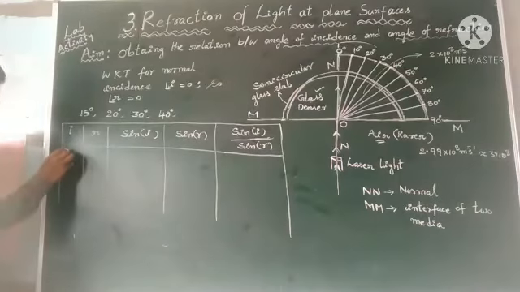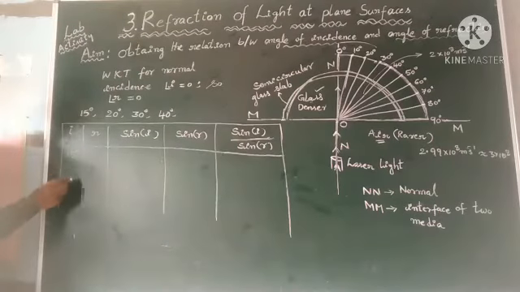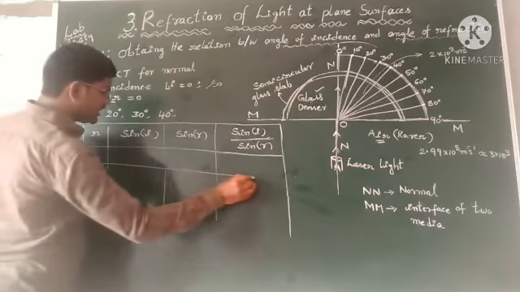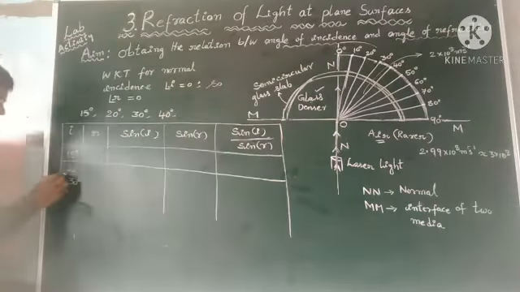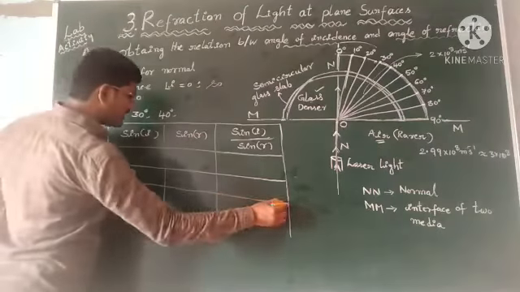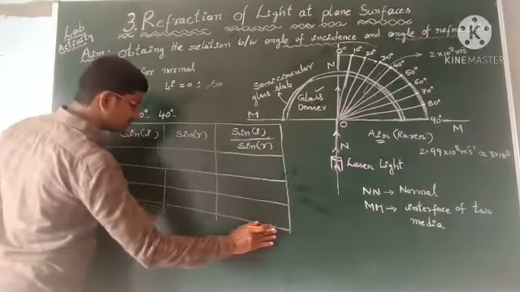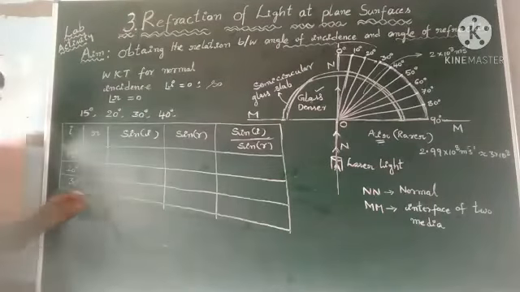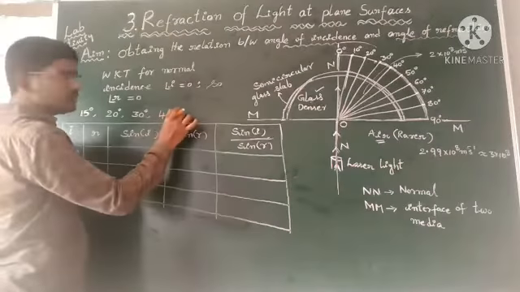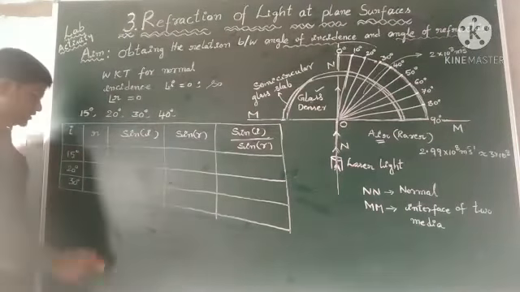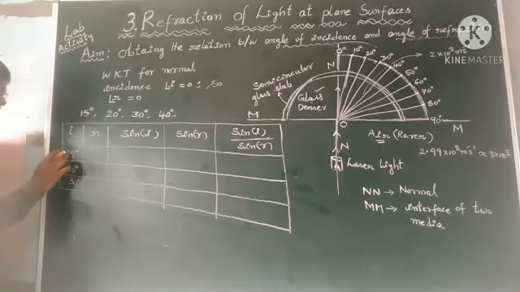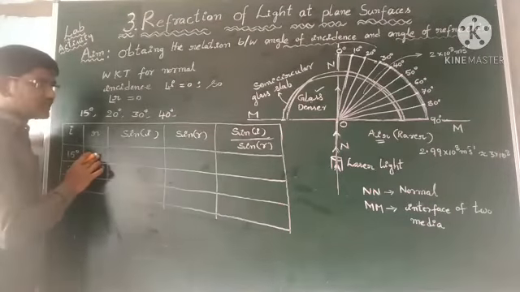So first, the angle of incidence we have taken is 15 degrees, next take 20 degrees, then 30 degrees, and repeat this experiment for different angles, but it should not be greater than the critical angle. The critical angle for air and glass is 42 degrees, so it should not be more than 42 degrees. Now, for a 15 degrees angle of incidence, we will get a particular angle of refraction.